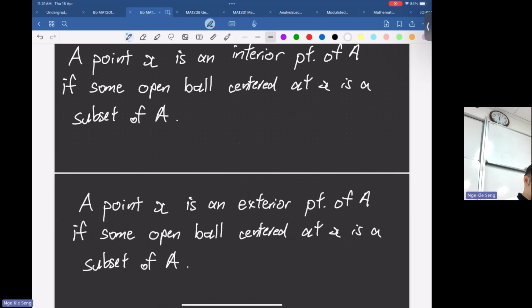Same definition, except you change A to A complement. So you have some room before you come into this classroom. Okay, so you have an open ball around you. It's also outside the set.